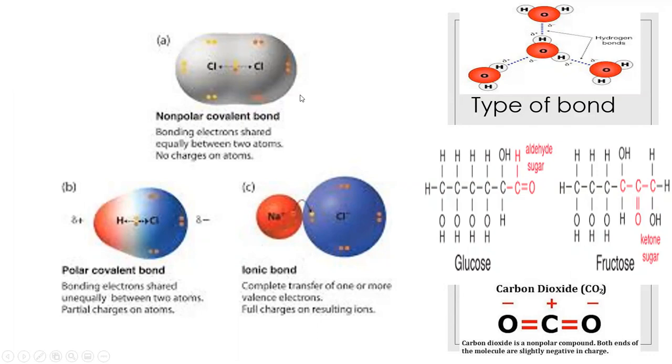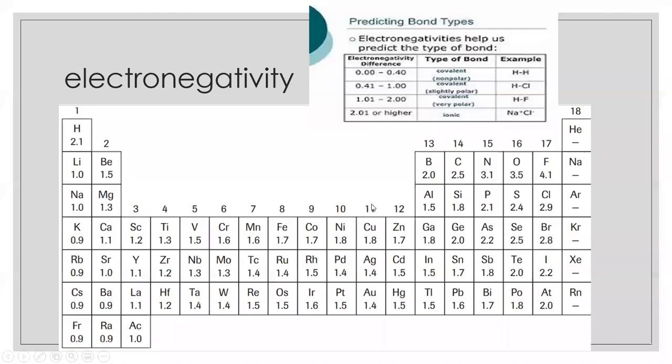And now we want to talk about molecular bond types. Here we want to discuss Cl2, HCl, NaCl, H2O, and glucose and fructose, to see which one is polar or not. Also CO2. Let's just go to the next page.